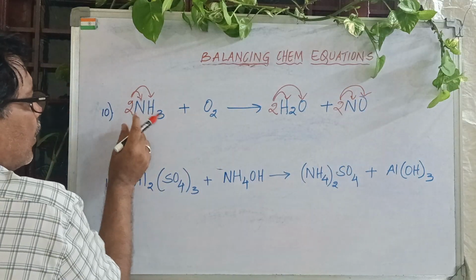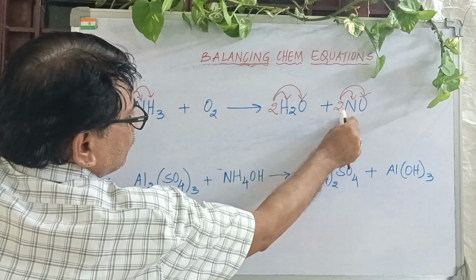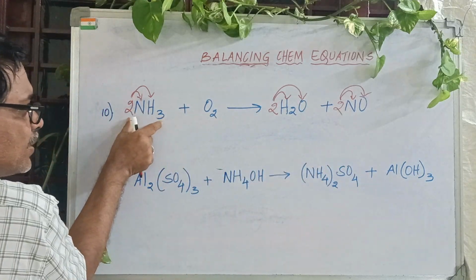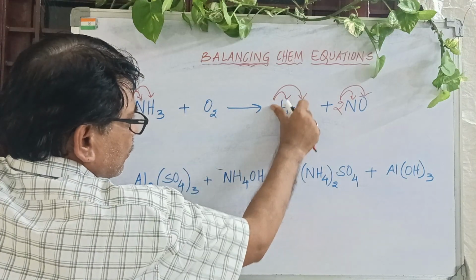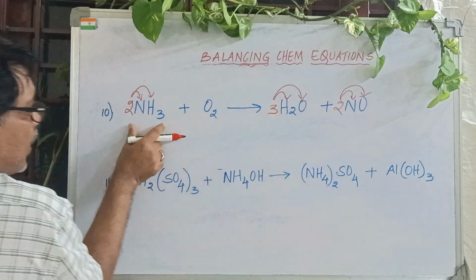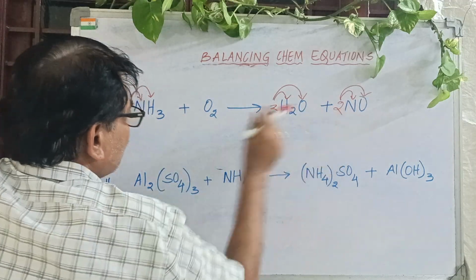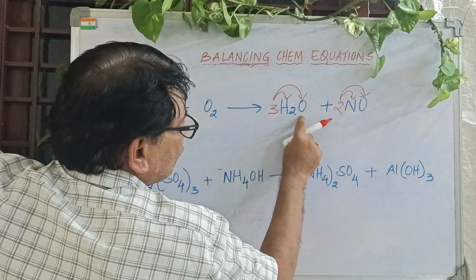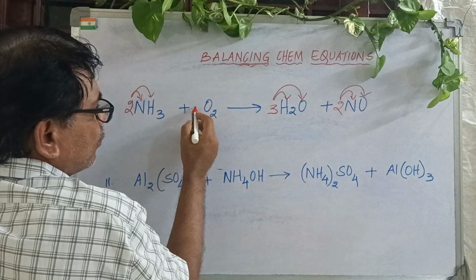Now count on. Nitrogens are 2. Hydrogens are 6, but hydrogens are just 4, so you have to put here 3. Hydrogens are 6. Nitrogens are 2. Now come to oxygen. 3 over here, 3 plus 2, 5. So how can you make it 5? 2 to the 4 only.